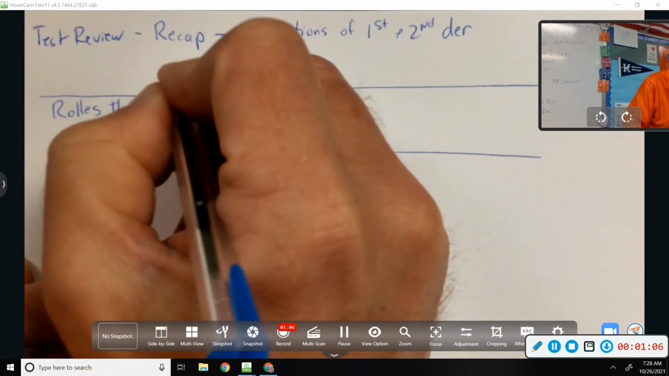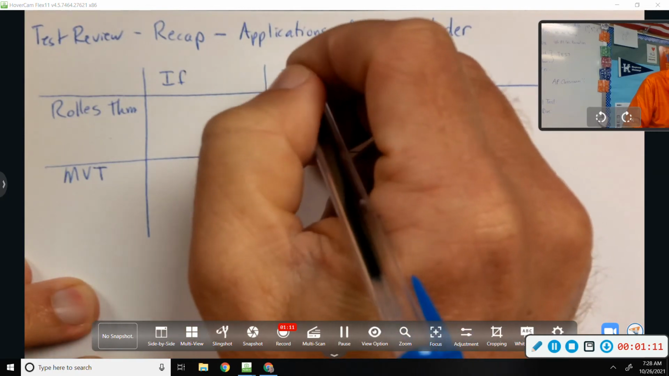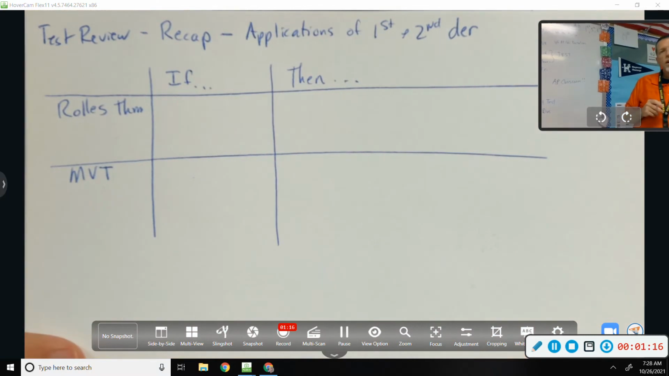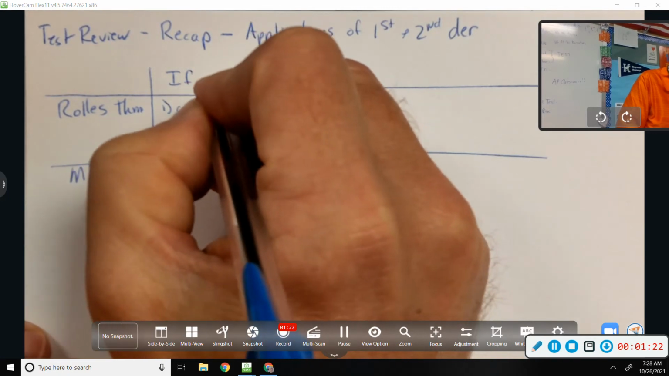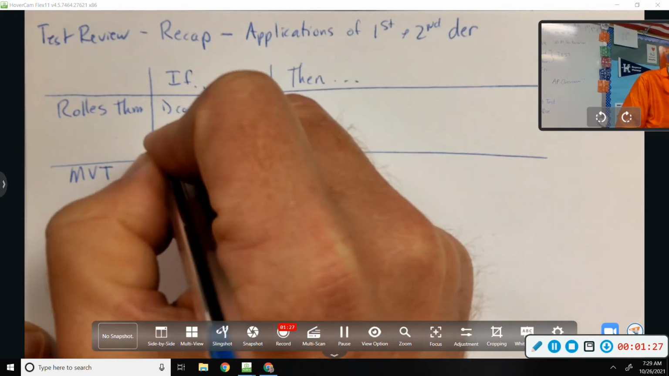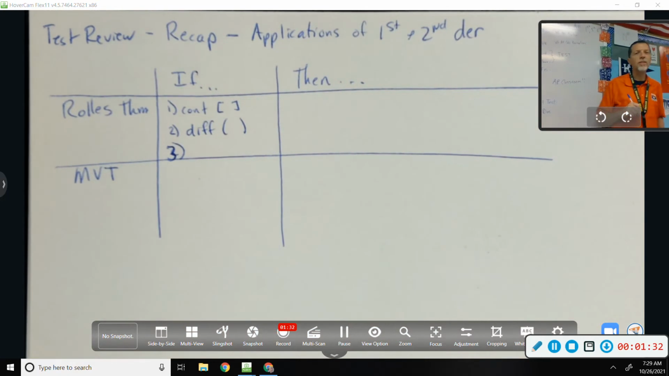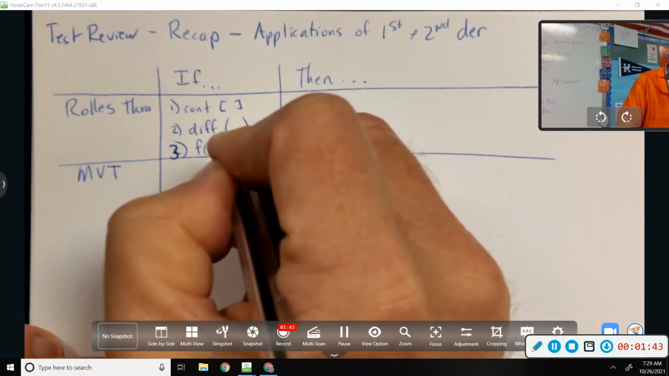And each of those had an if and a then. So the conditions and the conclusion. The conditions for Rolle's were continuous on the closed, differentiable on the open, and then what was the last one? Do you remember? This is the one that sets it apart from MVT. The y values at the endpoints are equal. f(a) equals f(b).